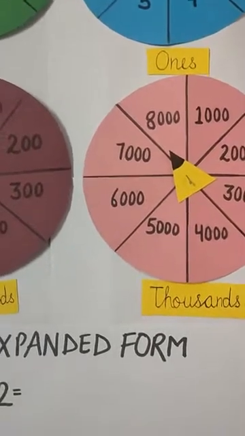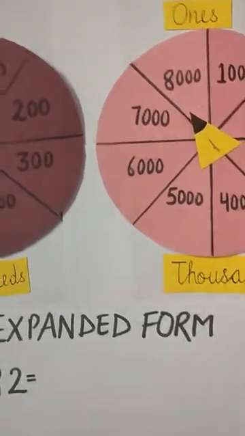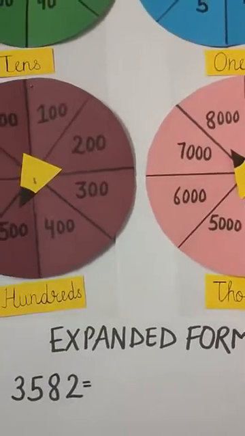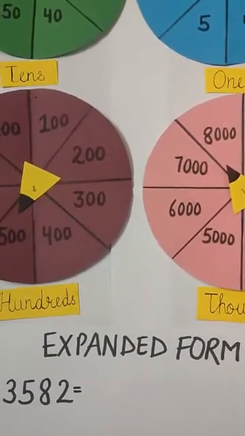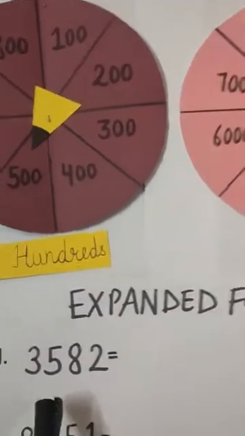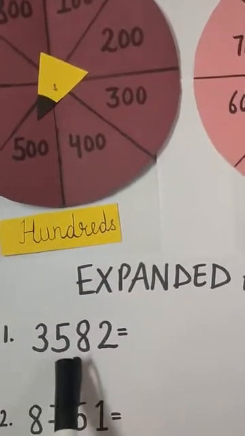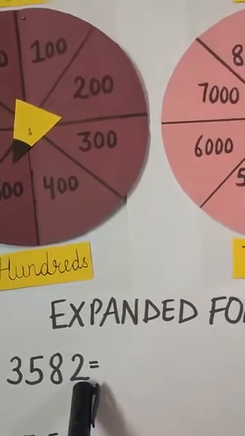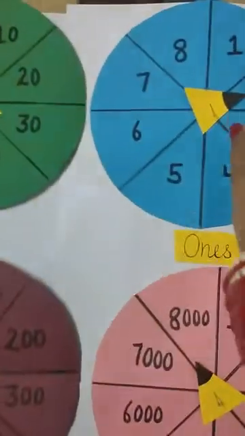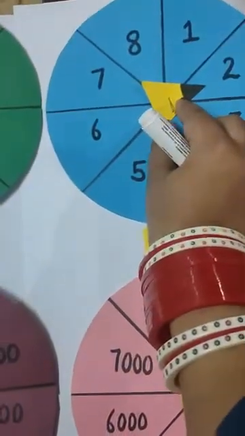Okay, so here we have to write the place values first, in the expanded form. We need place values also, everyone knows. So here I have the number 3582. At the ones place I have 2. So let us fix this 2. Okay, it is facing towards 2.